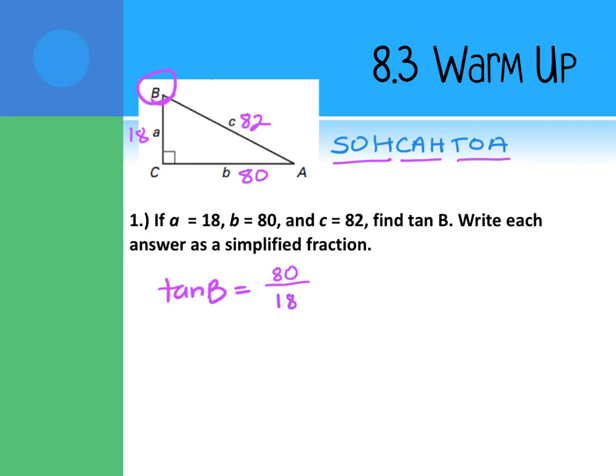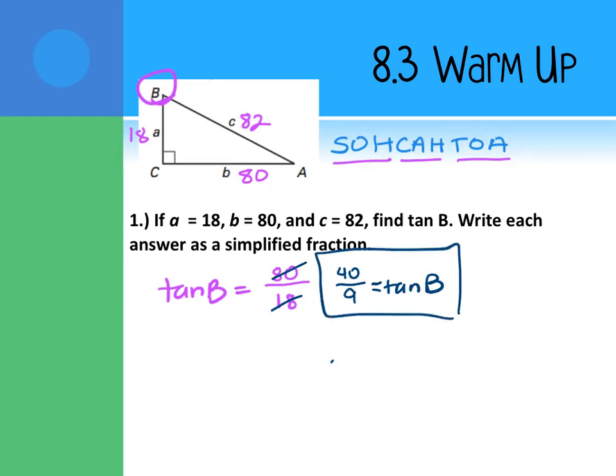Yeah. Is that a simplified fraction? No. What goes into both 80 and 18? 2, which would give 40 over 9. Is that a simplified fraction? All right, 40 over 9 cannot be reduced. So this is the tangent of B.